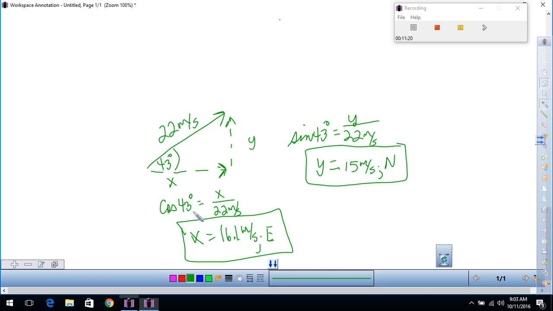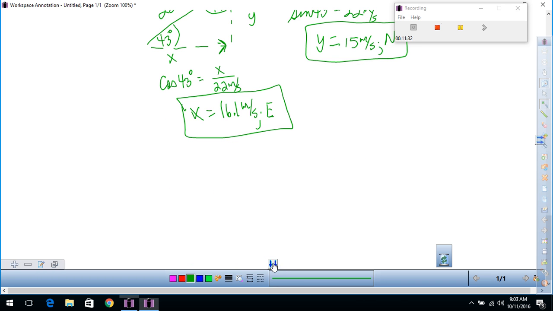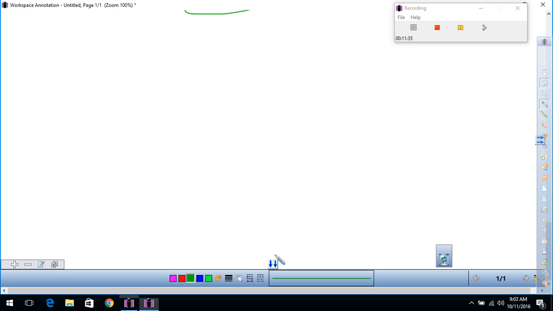Now I'm checking to see if this is reasonable. If this is 43, this is 47. The larger leg of the triangle should be opposite the larger angle, and it is. 16 is greater than 15, so I know I'm pretty good to go there. So that's how you do components. They're just the legs of the triangle. Pay attention to their direction.